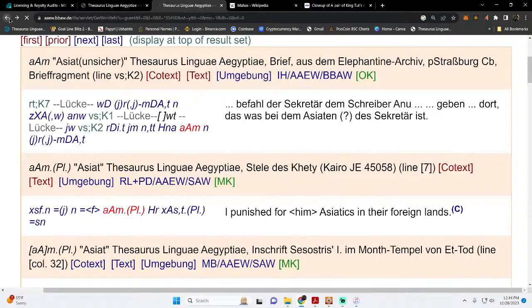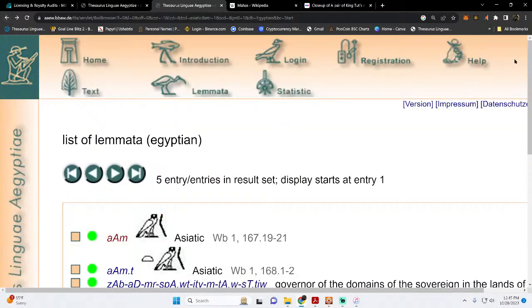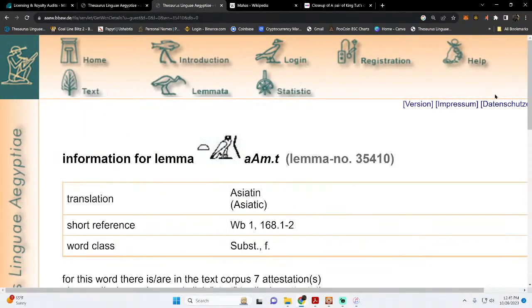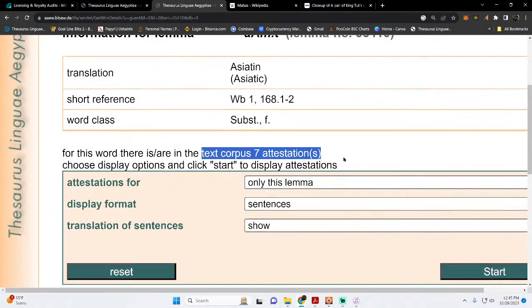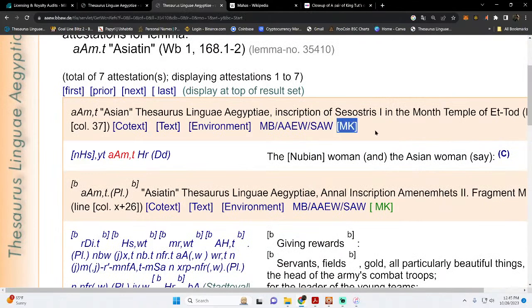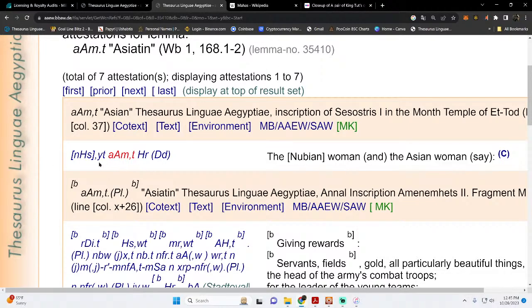Now I'll show you what I mean. I could click back to, and this is just the 79 attestations from this one rendering. When I go click back, you can see other renderings. You see? So when you're doing the real survey, since this rendering only has 7, we could do it right now in order to get this out the way. They all start in the Middle Kingdom, and it literally says the Nubian woman and the Asian says, and the Aamu says. Now, this, I would ask Reggie to look at this and see how you think they should translate that.